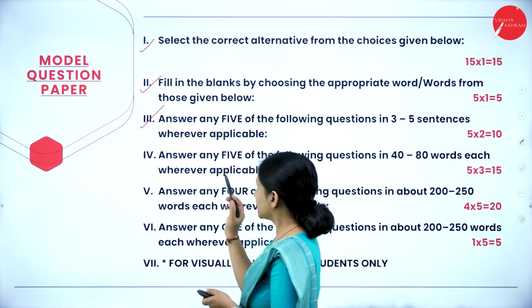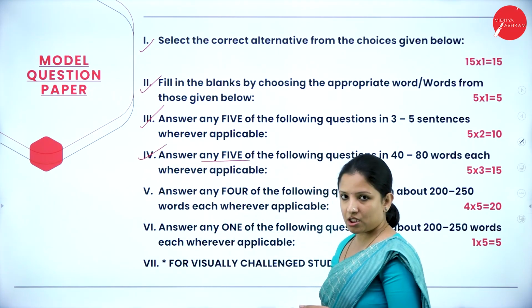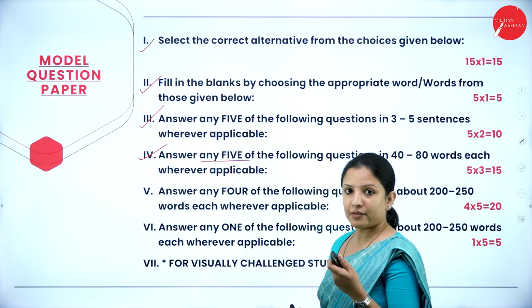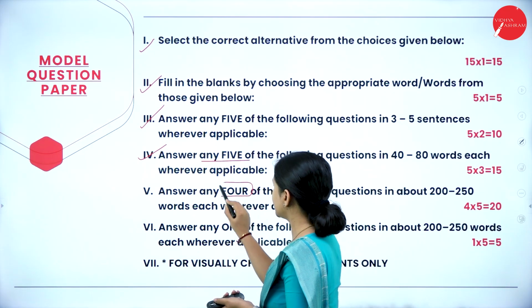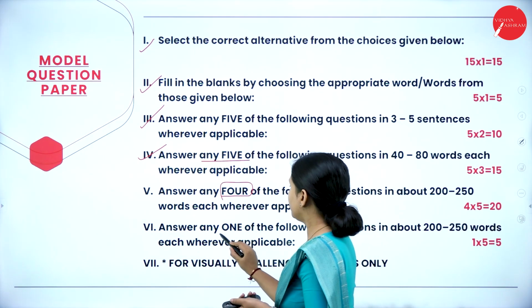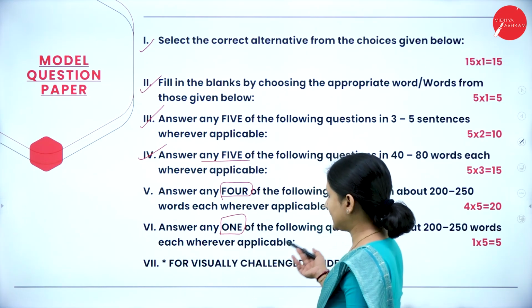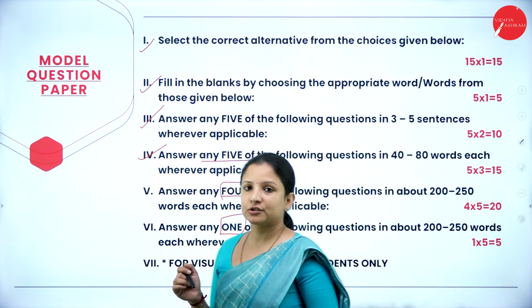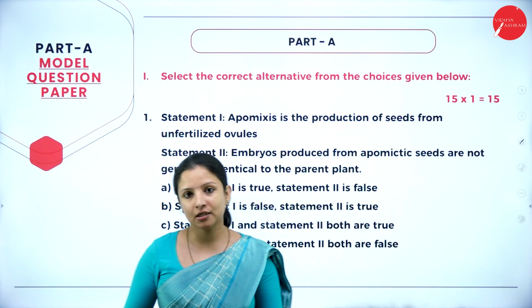In part C, that is the 4th main, any 5 need to be answered, and part D consists of the 5th main and 6th main, with each question carrying 5 marks. There, any 4 should be answered and any 1 needs to be answered. So this is how the question paper pattern is. And the 6th main is entirely for visually challenged students. Moving further, let's try solving the question paper.